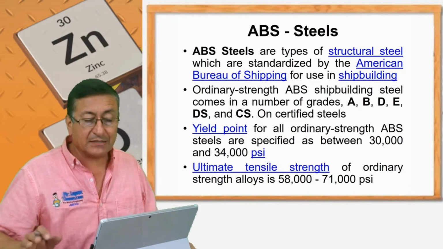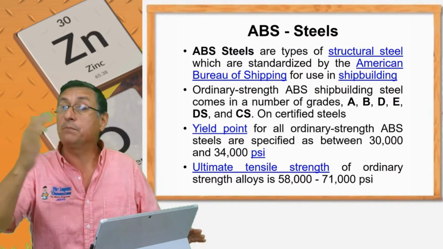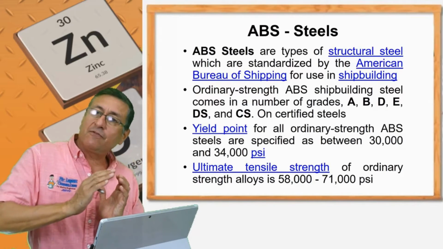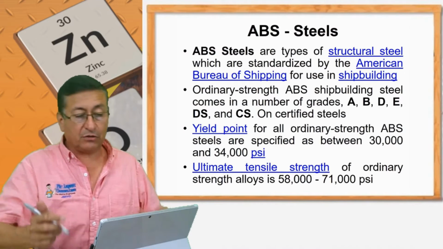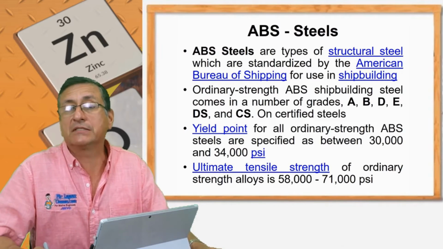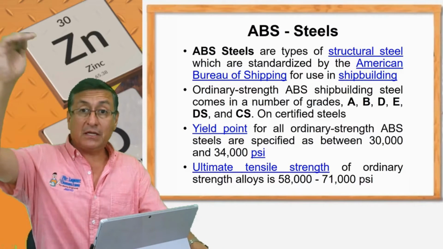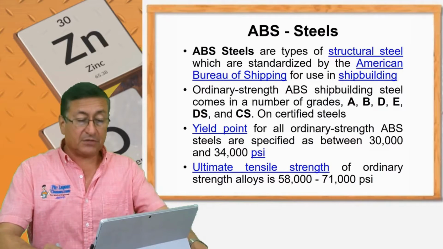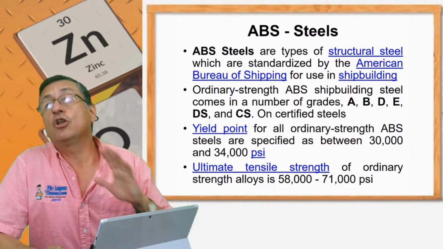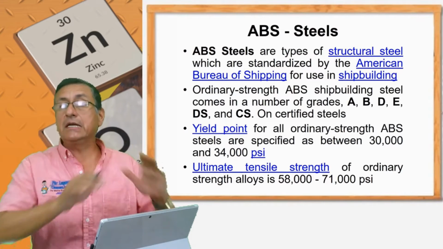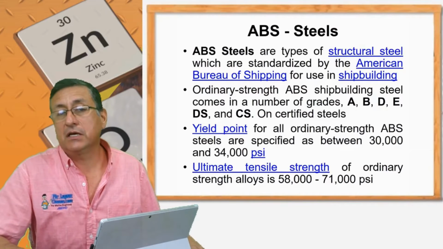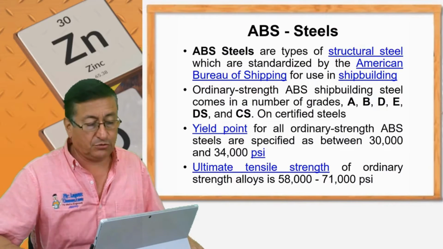In those ABS steels, the yield point, the point where the metal passes from elastic deformation into plastic deformation, is between 30,000 and 34,000 psi. And the maximum strength is between 58,000 and 71,000 psi. This is only for information. Those steels are used in the construction of buildings and in residential applications.